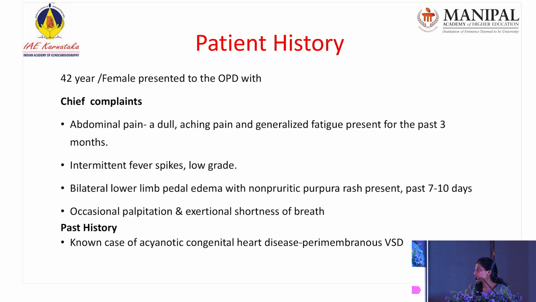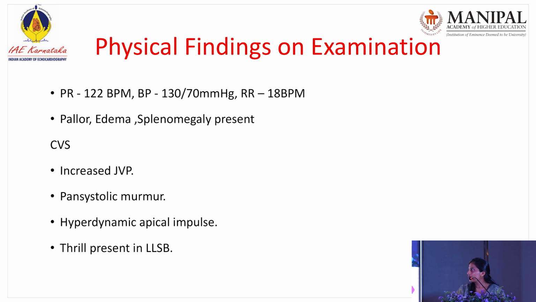Past history: she is a known case of cyanotic congenital heart disease with a perimembranous VSD. On physical examination, her pulse rate was 122 beats per minute, BP 130/70 mmHg, respiratory rate 18 breaths per minute. She was pale, and edema and splenomegaly were present. Cardiovascular system showed increased JVP, pansystolic murmur, hyperdynamic apical impulse, and a thrill present at the lower left sternal border.